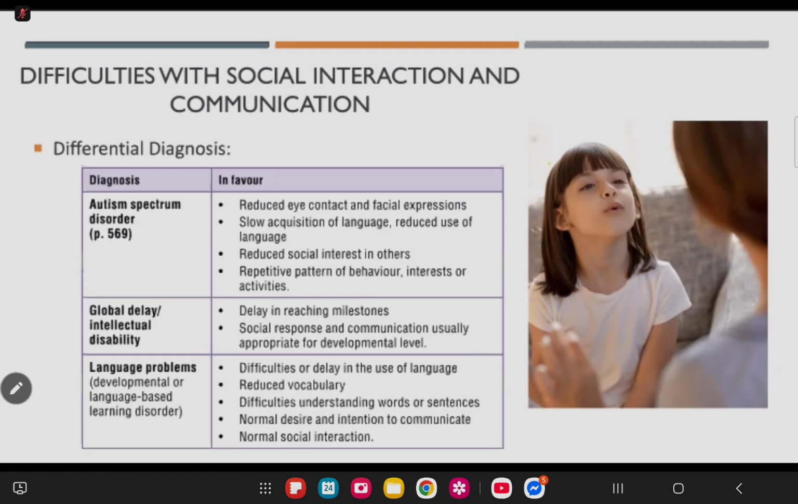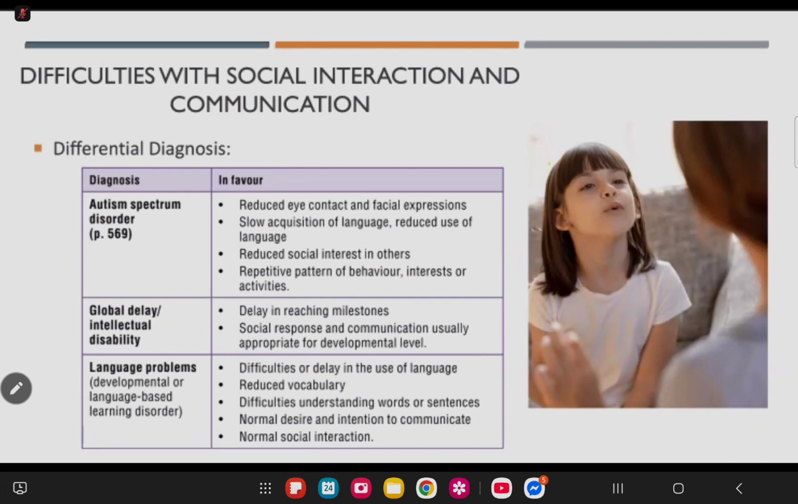So, differential diagnosis, so very common. Autism spectrum disorder: they have reduced eye contact and facial expressions. They slowly acquire language and have reduced use of language as well. They have reduced social interest in others, and they have repetitive patterns of behavior, interests, or activities. For GDD or global developmental delay, they have delay in reaching milestones. Social responses and communication are usually appropriate for developmental level.